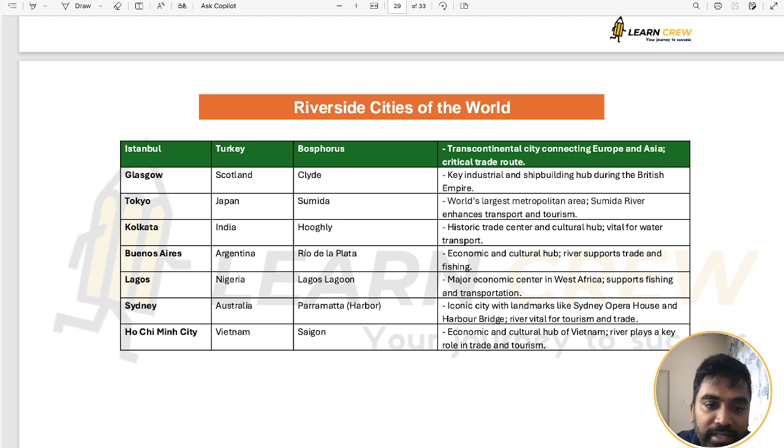And in American cities, it was Hudson, Rio de la Plata in Argentina. Australian civilizations, it is for Parramatta Harbour. And African civilization, again, it is Lagos Lagoon in Nigeria. Now, all these have been some of the major civilizations which have been repeatedly asked in the examinations for your static checking part.